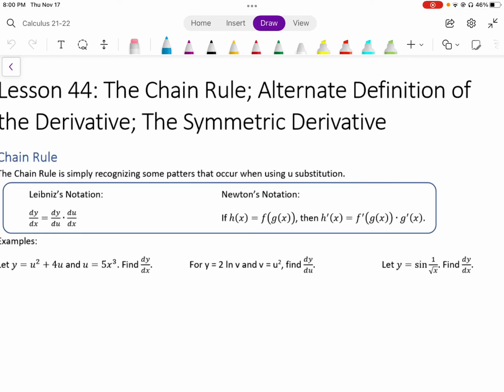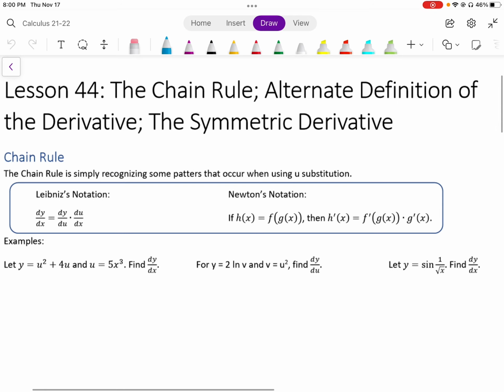In lesson 44, we discuss the chain rule and we learn about a couple different definitions of the derivative, rather than the limit as h approaches 0 of f of x plus h minus f of x all over h. So there's a couple different ways to look at that, and a couple of those ways are in this lesson. But we will start off with the chain rule.